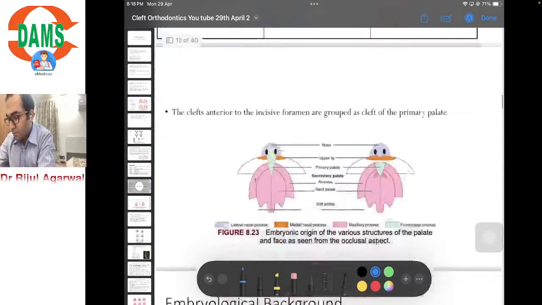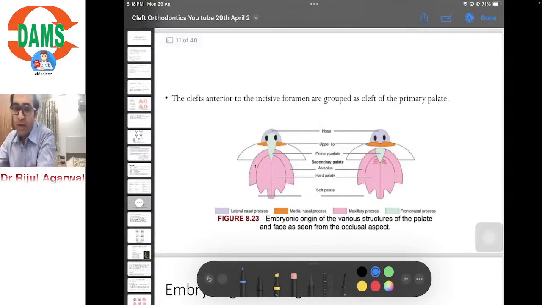Okay, so what is primary and secondary palate? For our classification or simplification, I am mentioning it on my first slide. Clefts anterior to the incisive foramen are grouped as the clefts of the primary palate, and those posterior to the incisive foramen are known as the clefts of the secondary palate. So this incisive foramen acts as a dividing structure for classifying or simplifying the topic of cleft lip and palate.